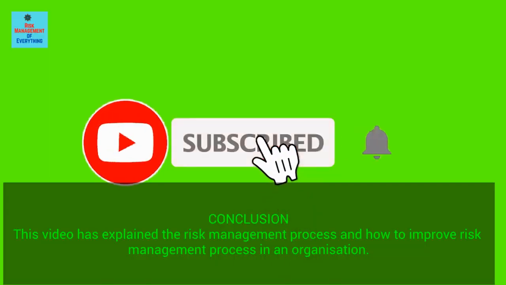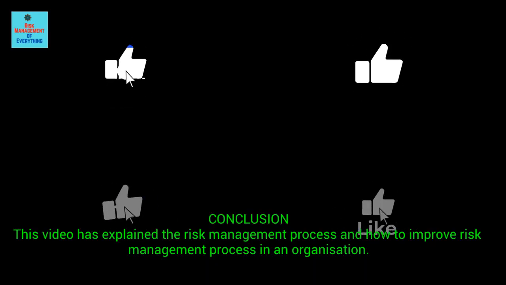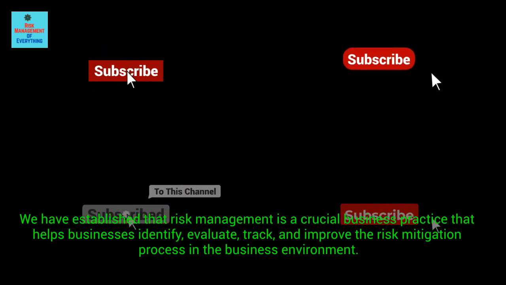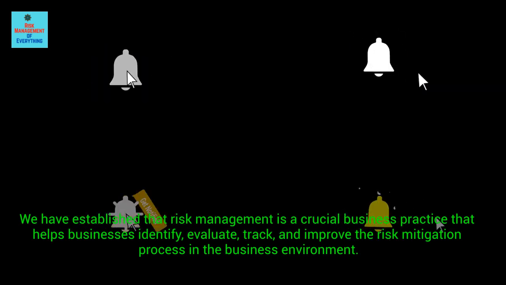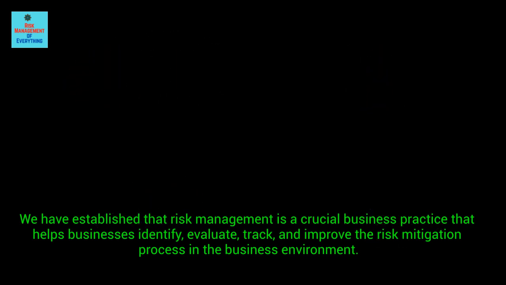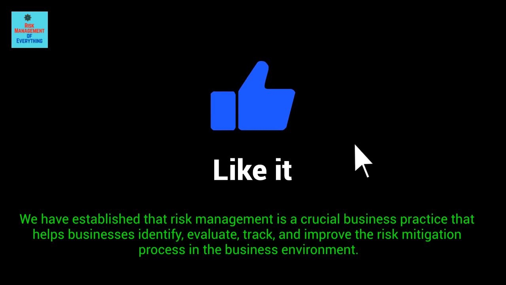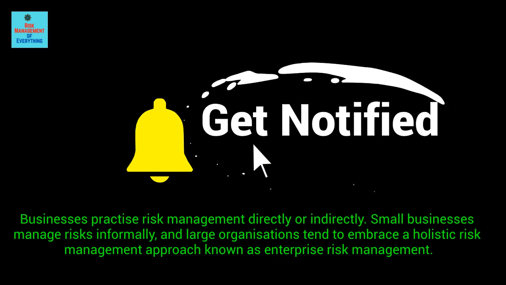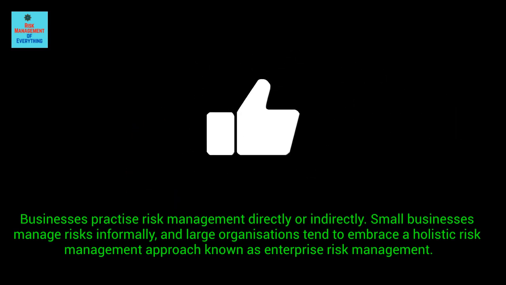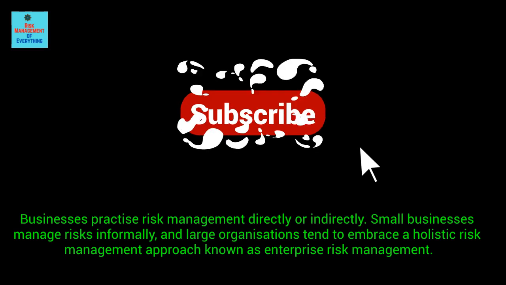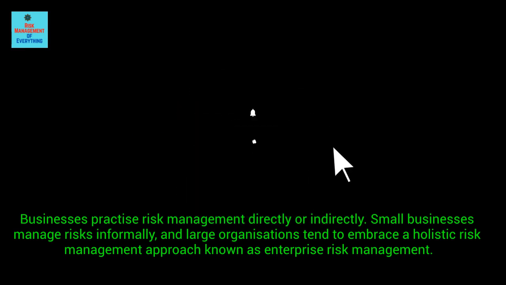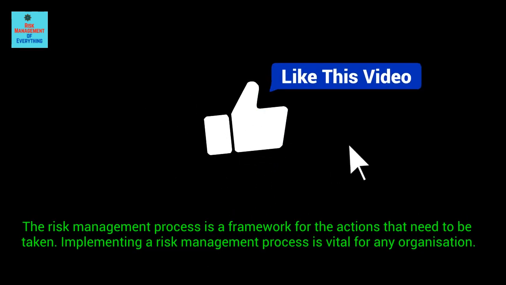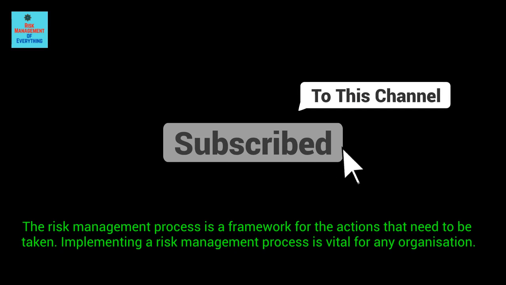Conclusion. This video has explained the risk management process and how to improve the risk management process in an organization. We have established that risk management is a crucial business practice that helps businesses identify, evaluate, track, and improve the risk mitigation process in the business environment. Businesses practice risk management directly or indirectly. Small businesses manage risks informally, and large organizations tend to embrace a holistic risk management approach known as enterprise risk management. The risk management process is a framework for the actions that need to be taken.